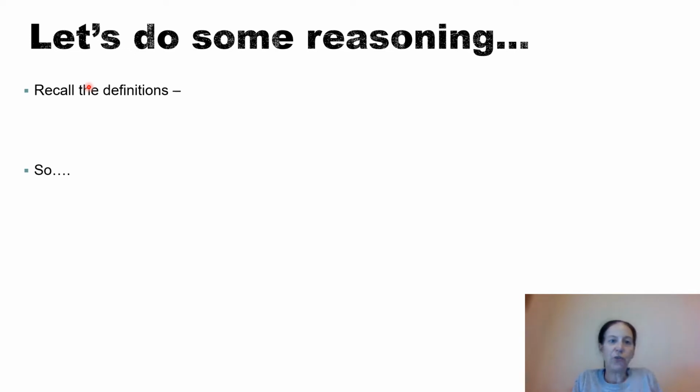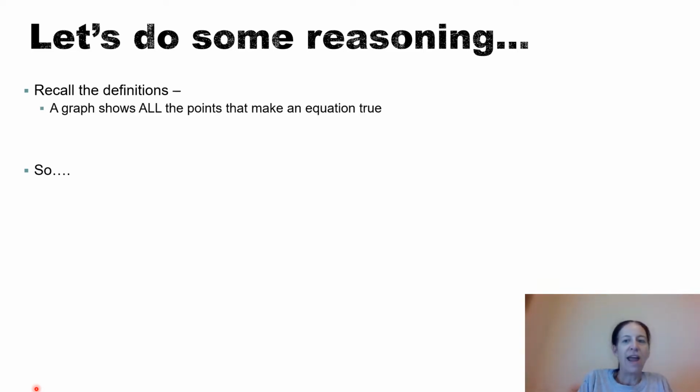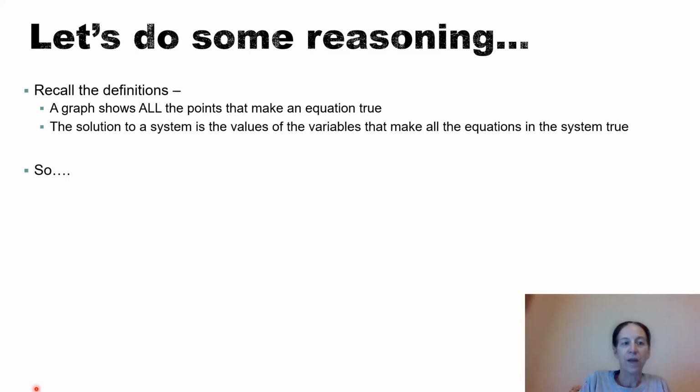So let's do some reasoning. This is good for our brains. So we're going to go back and recall those definitions. I know I'm super repetitive on this, and some of you are probably exhausted with it, but they are that important. A graph shows all the points that make an equation true. That's what the first 10 minutes of this video was about. That's establishing that when we graph a line, what we're looking at are the points that make that equation true. The solution to a system is the values of the variables that make all the equations in the system true.